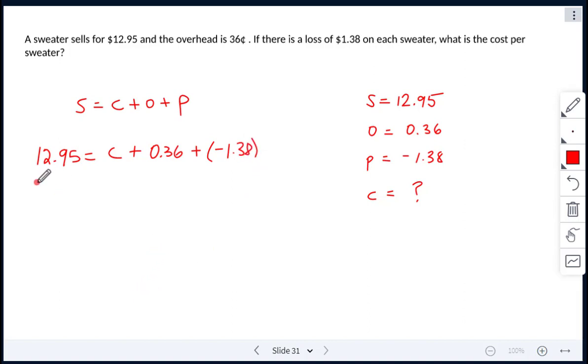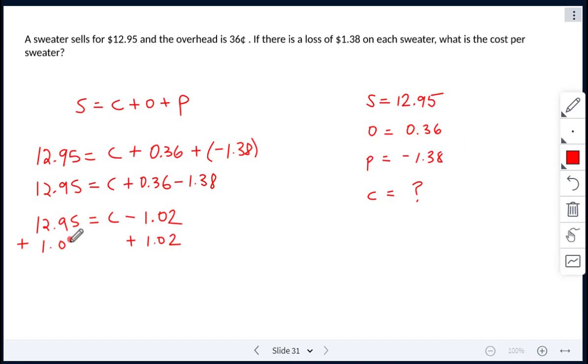All right, you could also have written this as just 12.95 equals C plus 0.36 minus 1.38. Okay, so now we are solving for C. So I'll just collect 0.36 and minus 1.38 first, which is negative 1.02. All right, so we are now adding that onto both sides to solve for C. Okay, which gives me 13.97 is equal to the cost. All right, so the cost is $13.97. The profit is negative, so they are losing money. So basically, they would have to increase the selling price to make a profit.